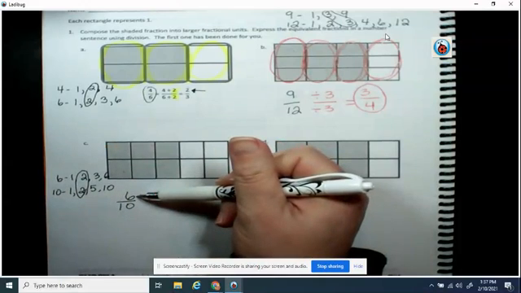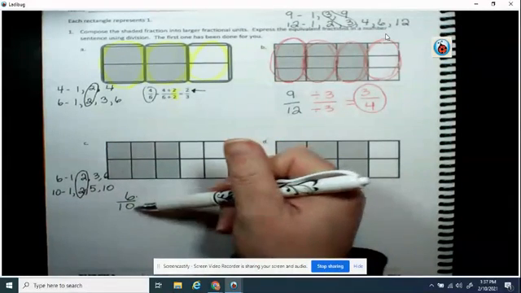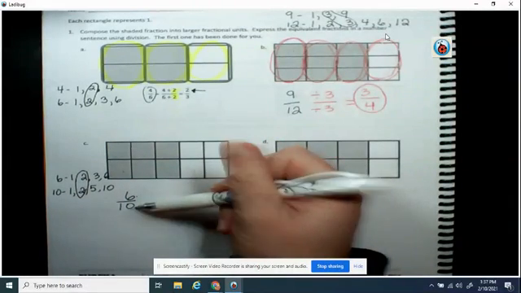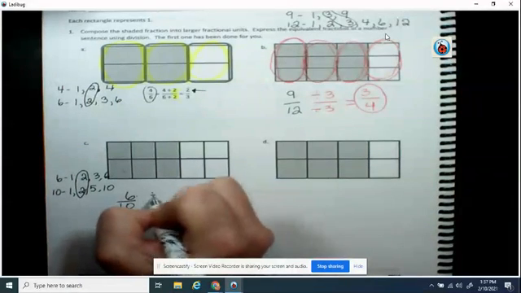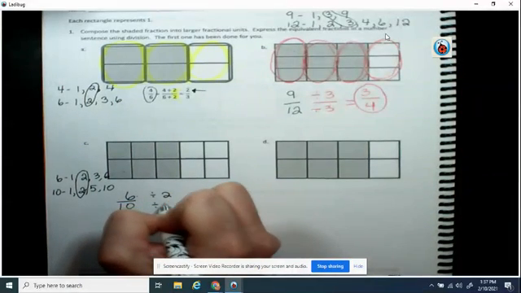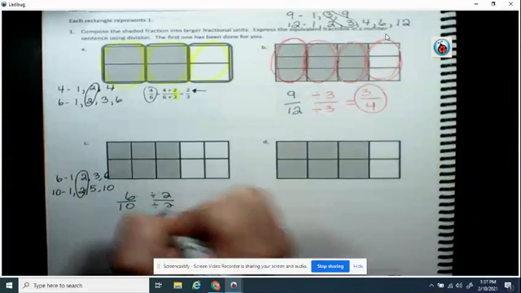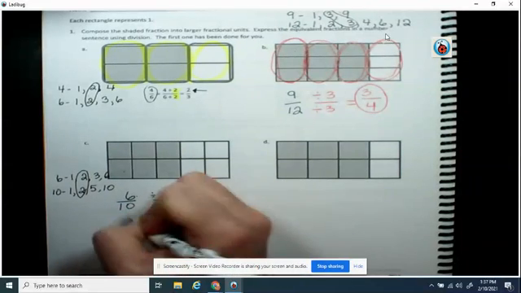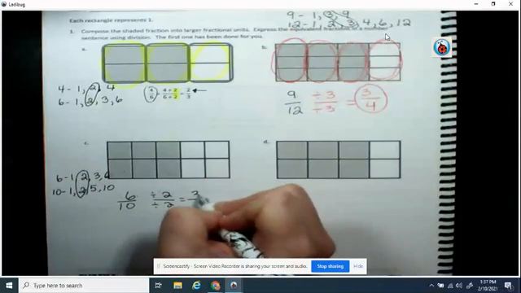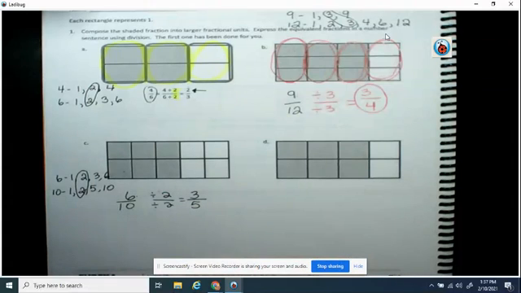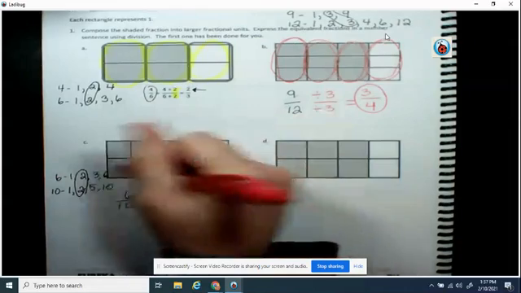So I can divide 6 by 2, yes. I can divide 10 by 2, yes. Okay. So we're going to divide by 2, divide by 2. Do the same for the top as you do for the bottom, and that's going to give me the fraction 3/5.